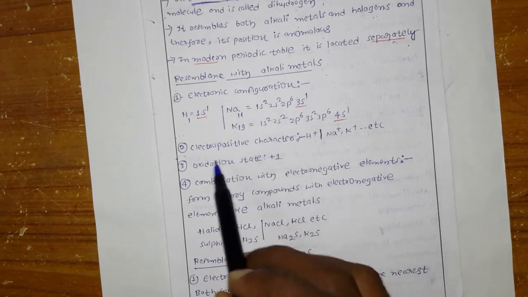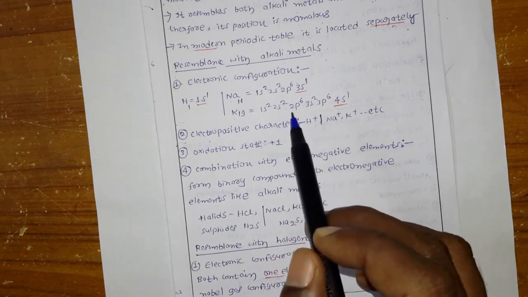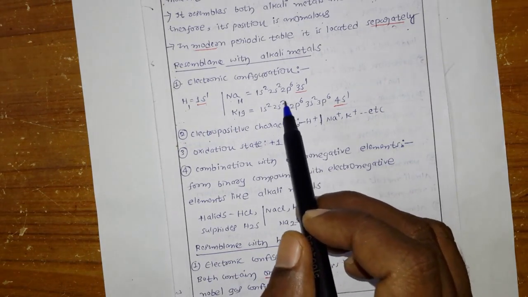And next is the electropositive character. You know what electronegative and electropositive mean.